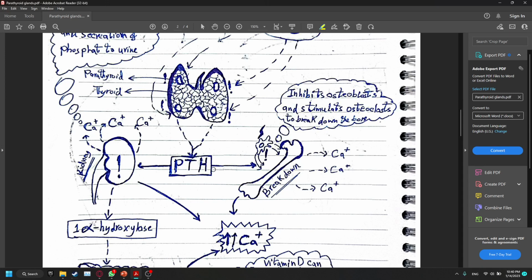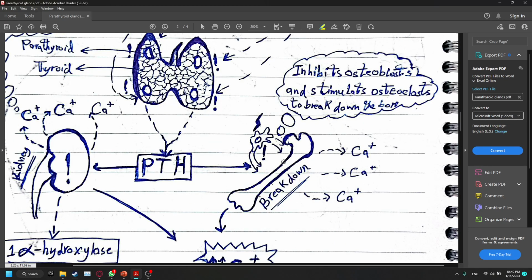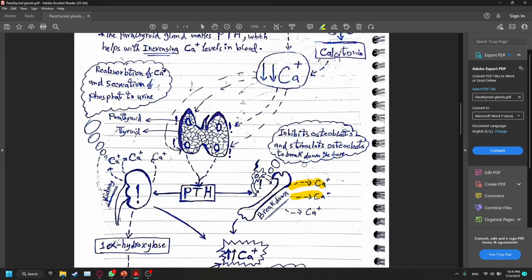And what are these two things? It inhibits the osteoblasts from building up the bones and stimulates the osteoclasts to break down the bone. So it tells the body, stop building the bone and start breaking it down. And when it breaks it down, calcium gets released into the blood. Simple as that. So this is how it manages blood calcium.